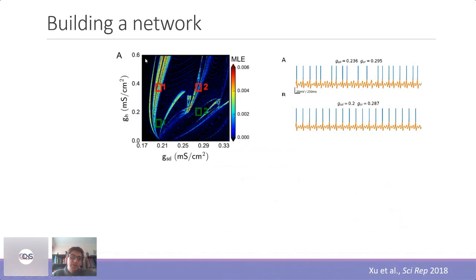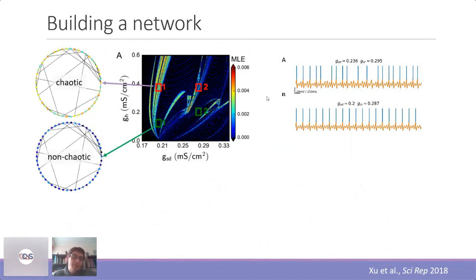So we have a map for the parameters of the model, and we know in which places of the parameter space the isolated node, that's the important thing, the isolated node, can have an irregular behavior or a more regular behavior, which is shown here. So we can now build a network that has either chaotic or non-chaotic oscillators. The important thing is that both networks are heterogeneous. In both situations, each isolated node has a different preferred firing frequency or oscillatory frequency.